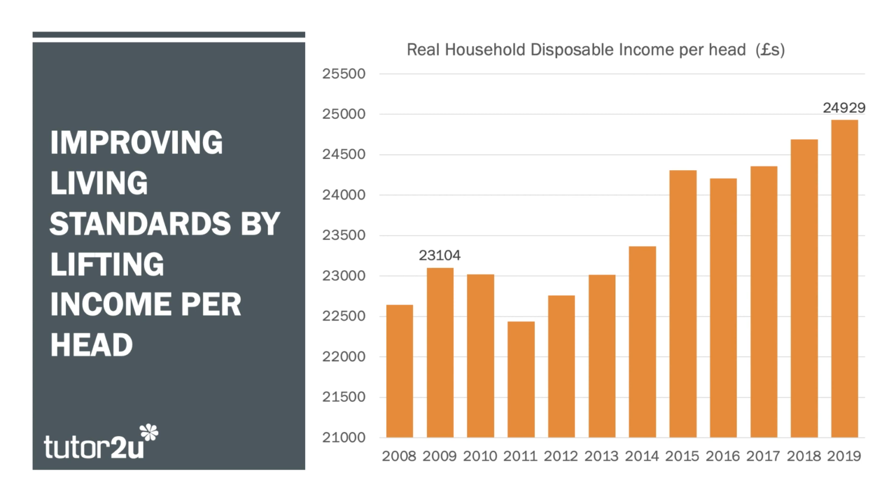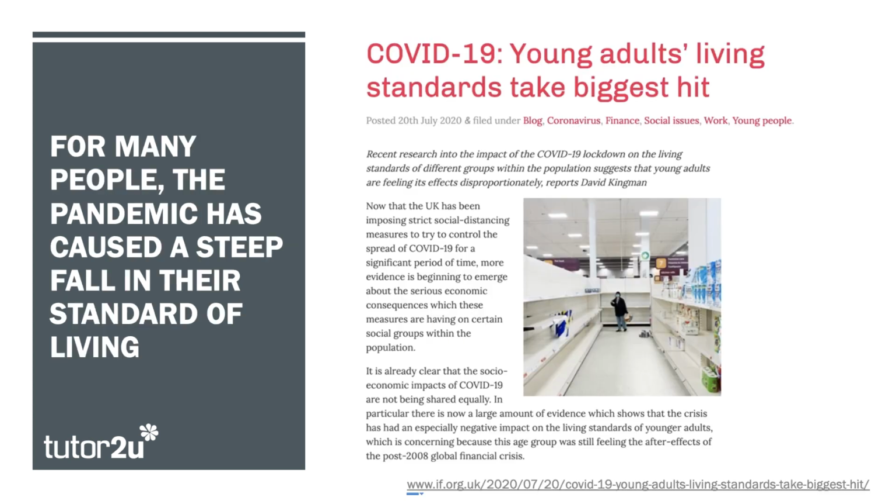But of course, what we really want to know is what's going to happen to living standards in 2020. We know that per capita incomes will probably fall because GDP has fallen 20%. Population hasn't fallen by 20%. Disposable incomes will be hit this year. And this article from the IFS suggests that, in fact, young adults are the group at the moment that have seen the biggest hit to their living standards during the pandemic.